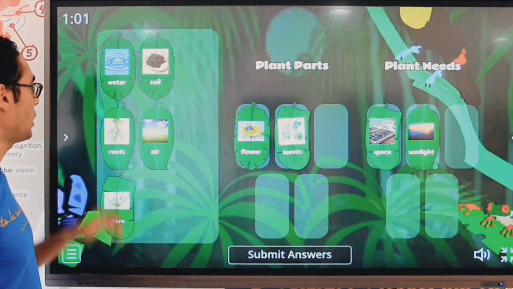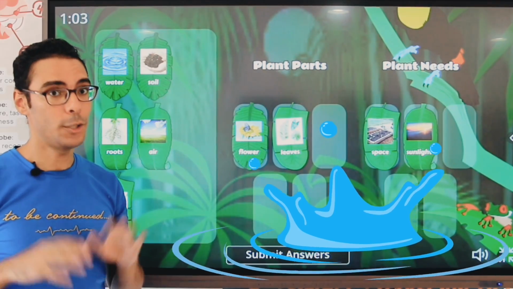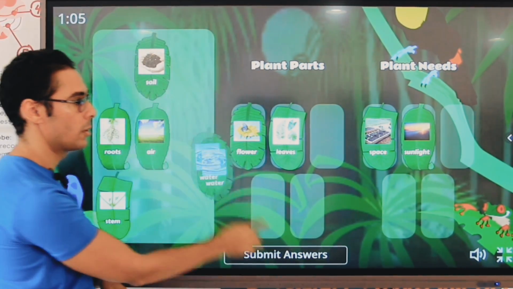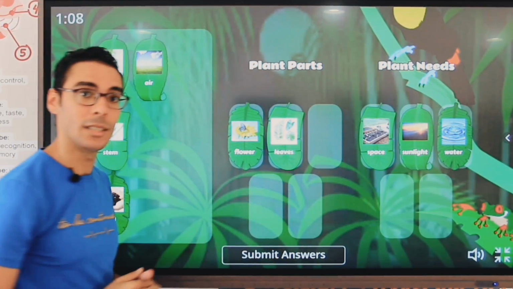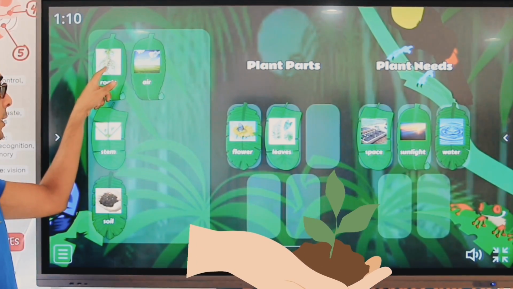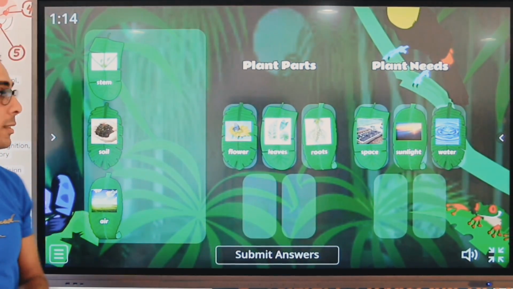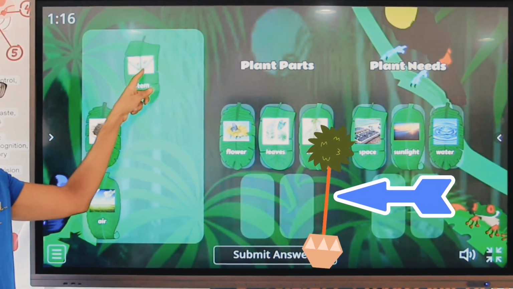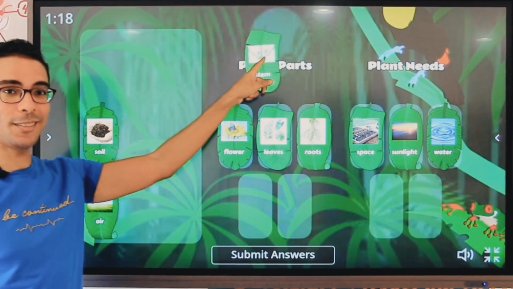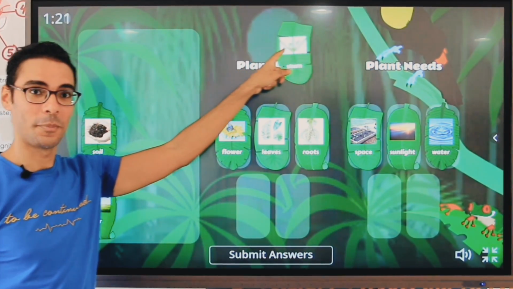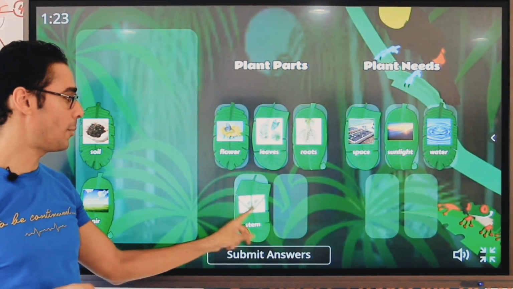The following one here is water. I know it's important, but also it's a plant need. The next one here, roots. The roots are from the plant parts. The next one here is the stem. So where to put it? In the plant parts or the plant needs? Yes, perfect. It's a plant part.